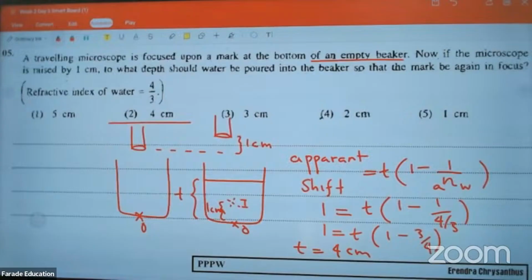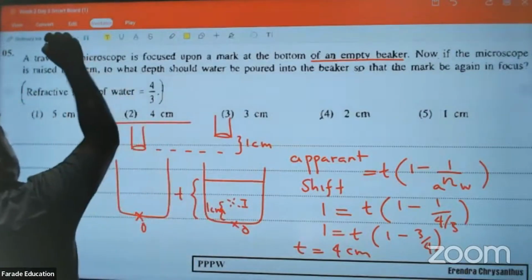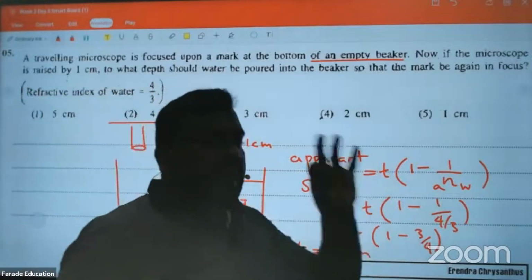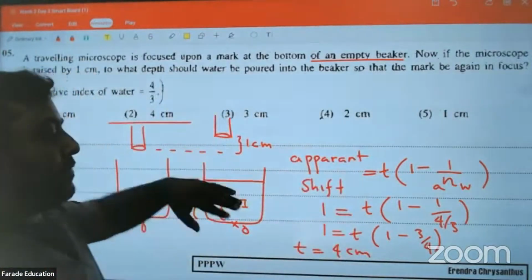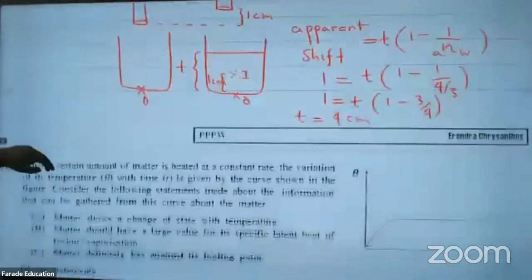Right. Easy, no? So remember, the apparent shift here and the shift of the telescope both are the same.